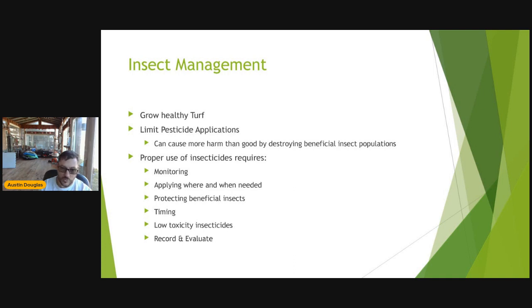We also want to use insecticides in a proper manner, right? We need to monitor. We need to apply when and where we need to. We have to protect beneficial insects. We have to get the right timing, because if you do it at the wrong time, you just waste the application, you kill beneficial insects, and you didn't fix your issue. We also want to look at low toxicity insecticides, both for the applicator, the environment, and beneficial insects.